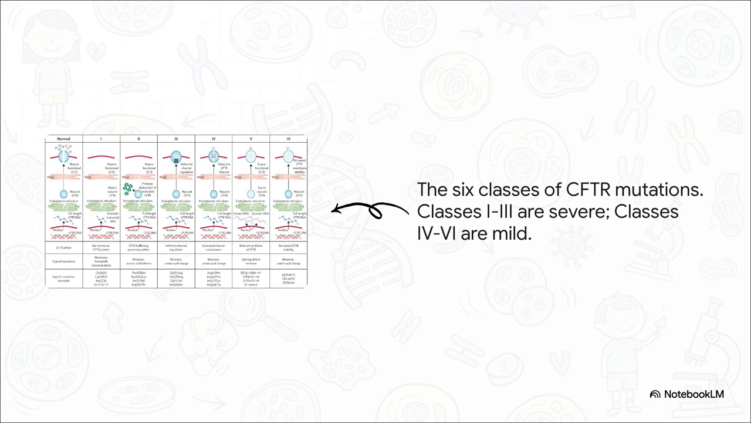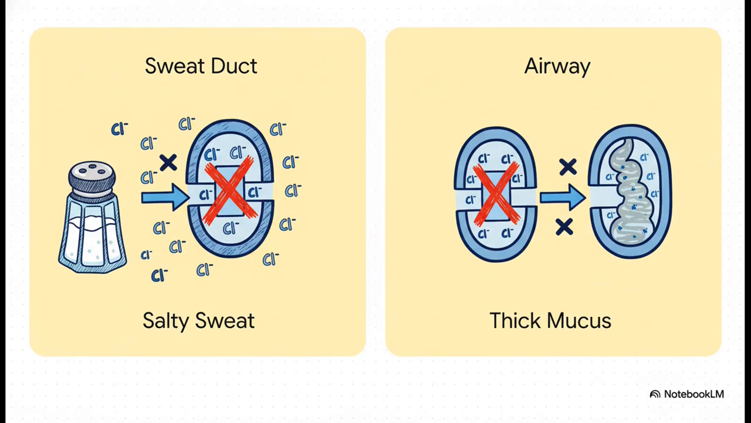Now don't get scared by this diagram. I know it looks complicated. There are over 2,000 mutations, but we group them into 6 classes. The main idea is simple. Look at classes 1, 2, and 3. These are the severe ones. Basically, you get no functional protein or very little of it. Now look at classes 4, 5, and 6. These are the milder ones. You still get some working protein. So the type of mutation tells you how sick the patient is going to be. Simple as that.